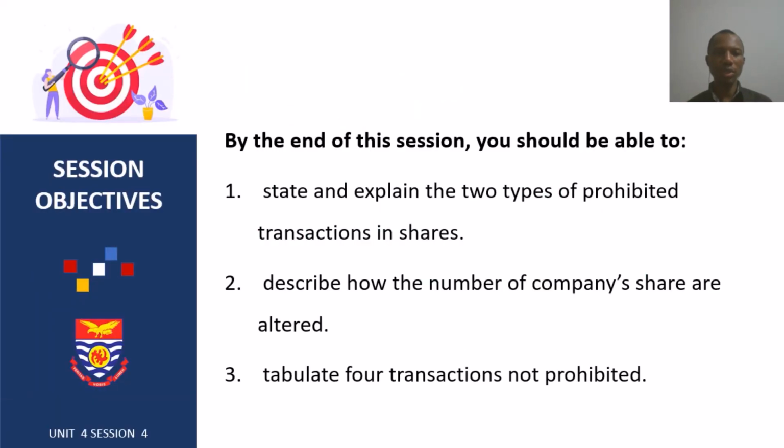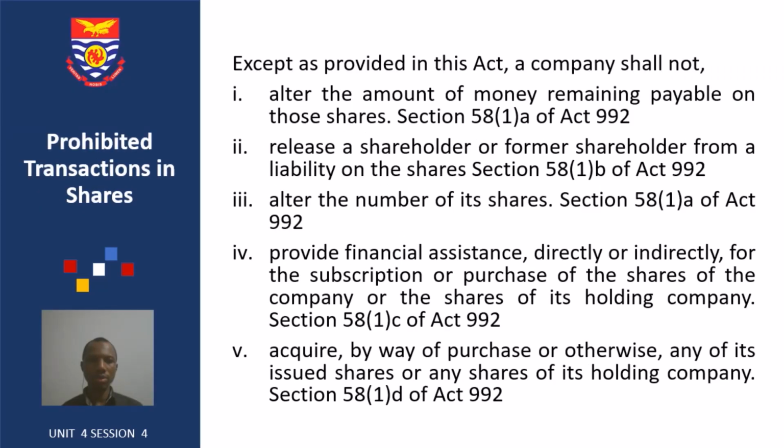Session objectives. By the end of this session, you should be able to state and explain the two types of prohibited transactions in shares, describe how the number of shares is altered, and tabulate transactions not prohibited. Now let's deal with prohibited transactions in shares.